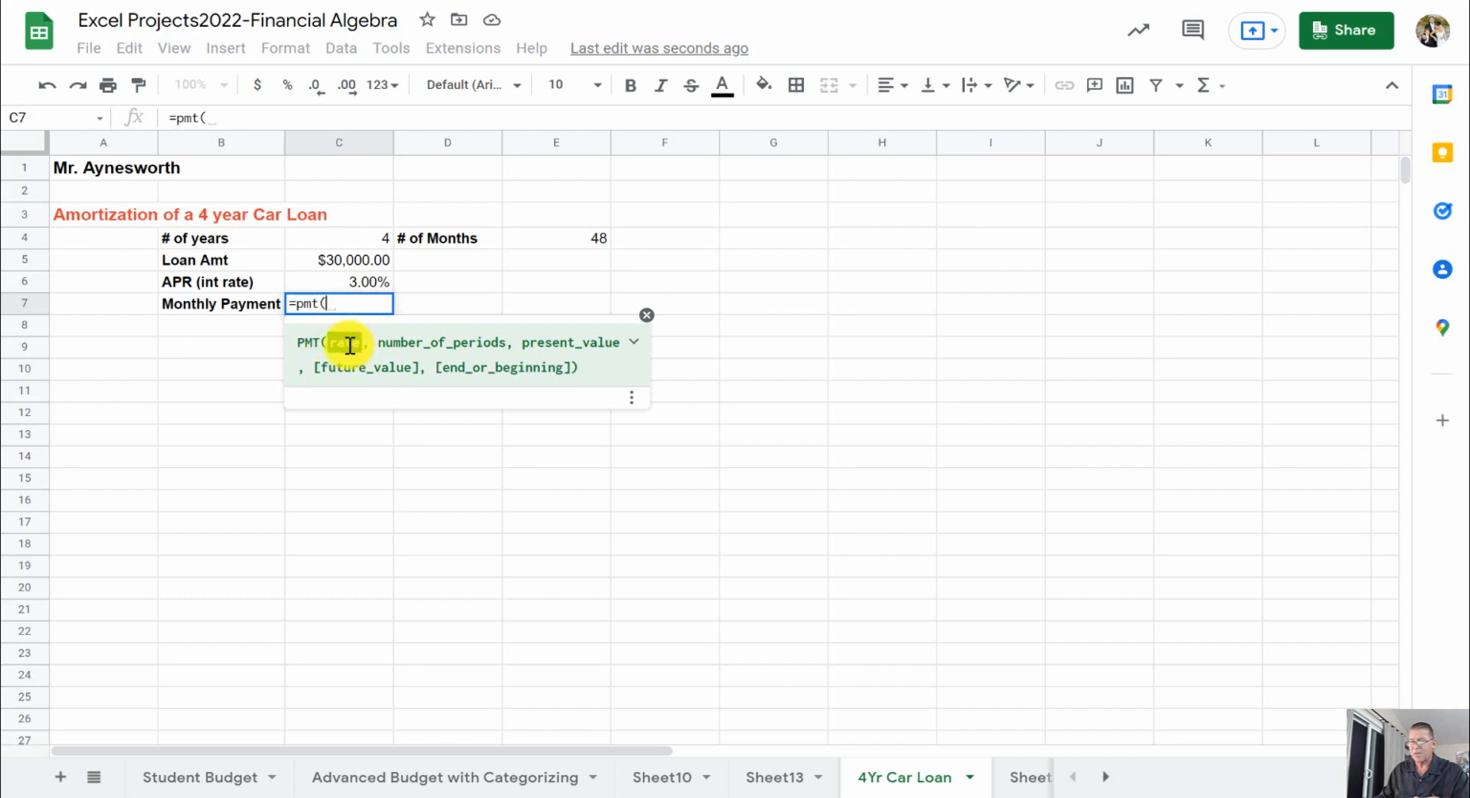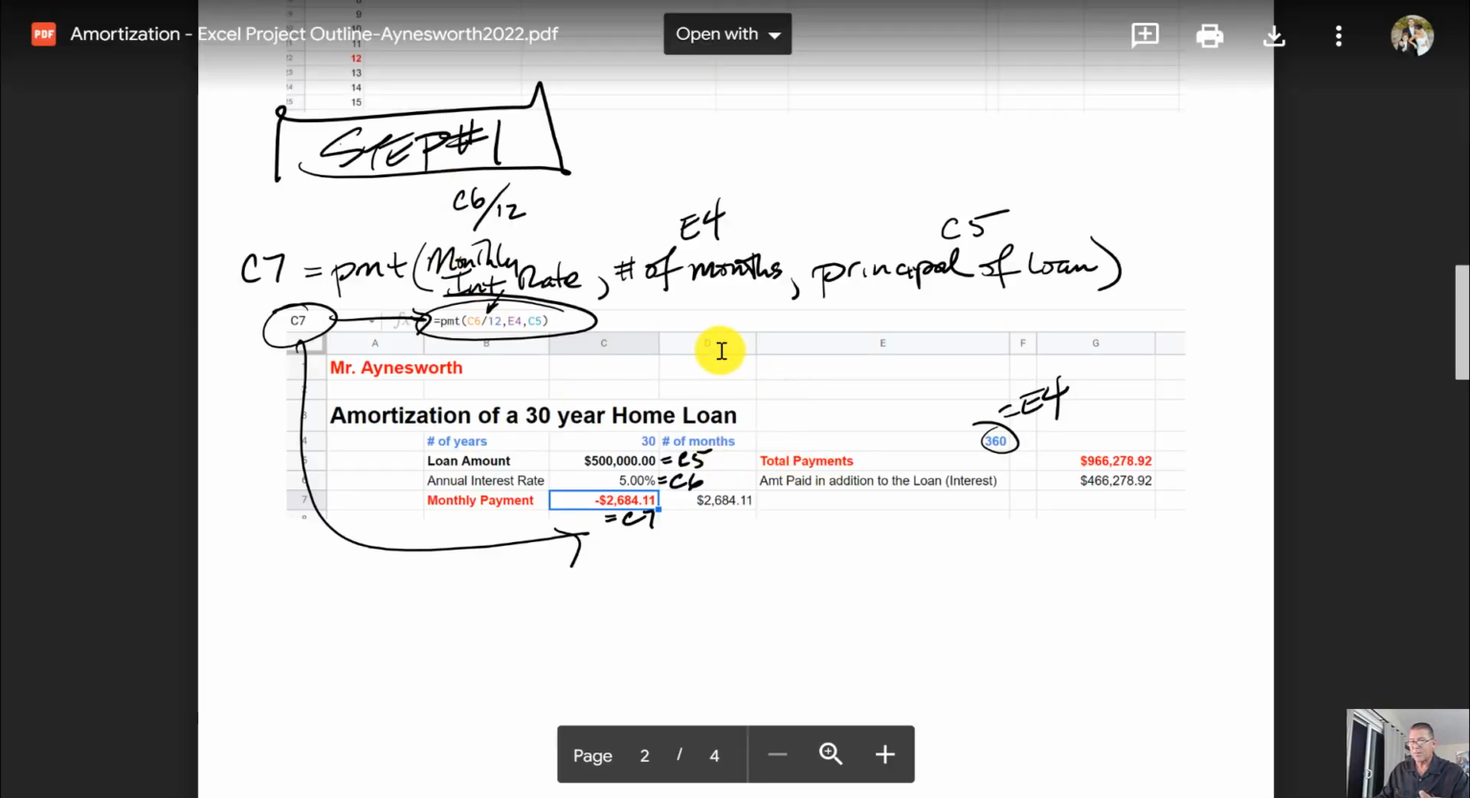And it's going to ask you 3 things. It's going to ask you for the interest rate, and it's going to ask you for the number of periods and then the present value. So it needs 3 pieces of data separated by commas. And it's going to tell you and ask you what it needs to know. Now go to the steps right here. So the steps, this is step number 1 here.